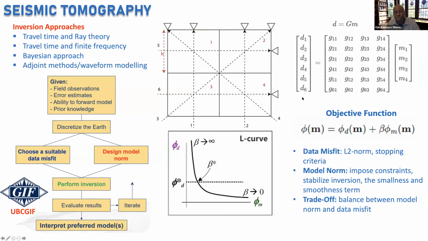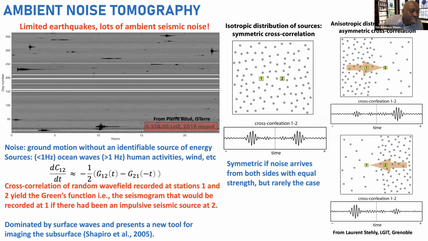And so all of these approaches are available to tomographic inversion. Also, I would move on to one specific type of seismic tomography, which is much more recently developed. And when I say recently, it's more than a decade now. It's called the ambient noise tomography method. And this method is particularly interesting to me.